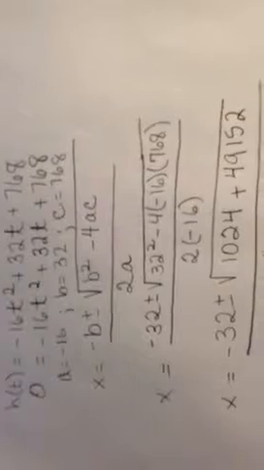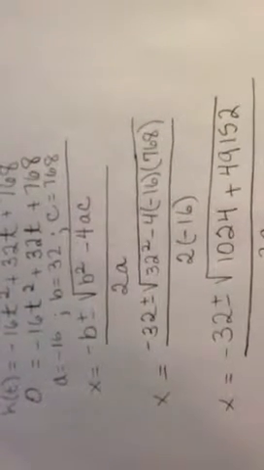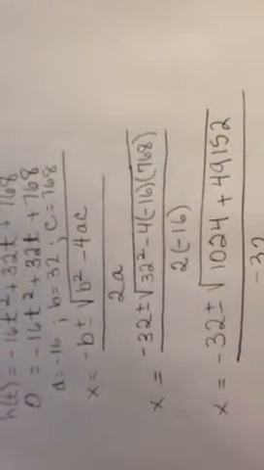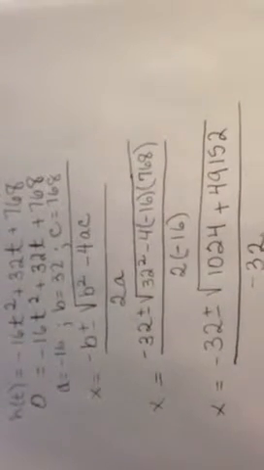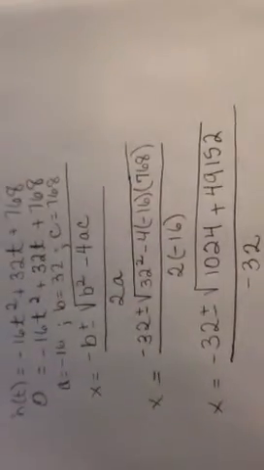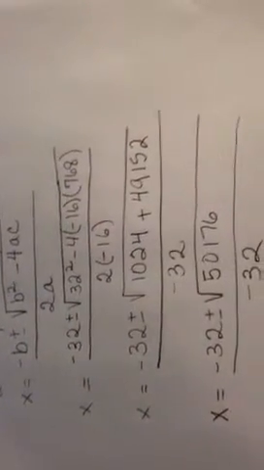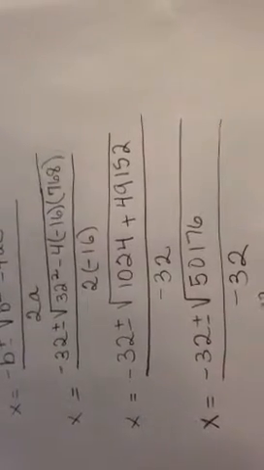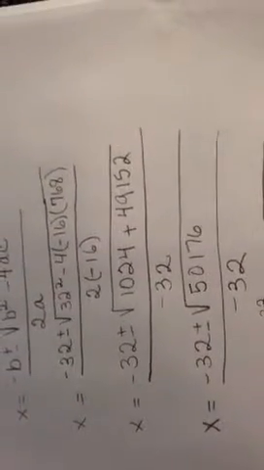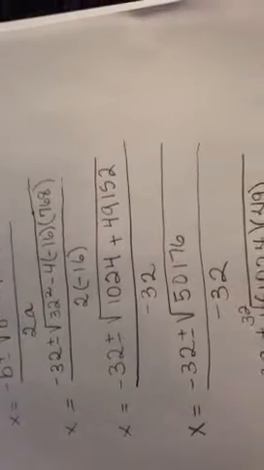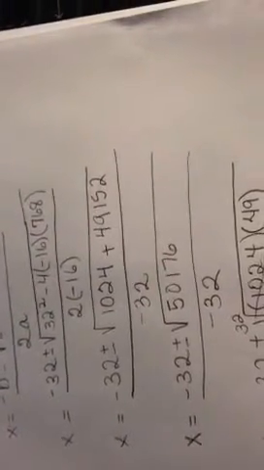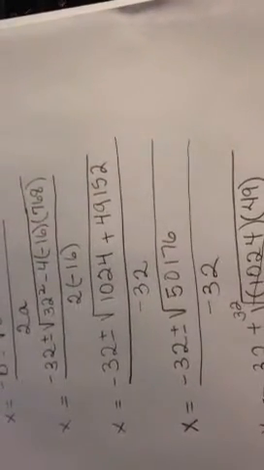Okay, now here's what you got. So we put in minus 32 plus or minus 32 squared minus 4 times negative 16 times 768, and it's all over 2 times negative 16. Now, here's the trick. Do the math. So 32 squared is 1,024. And then when I multiply all of those, 2 negatives is a positive, so I have 49,152.